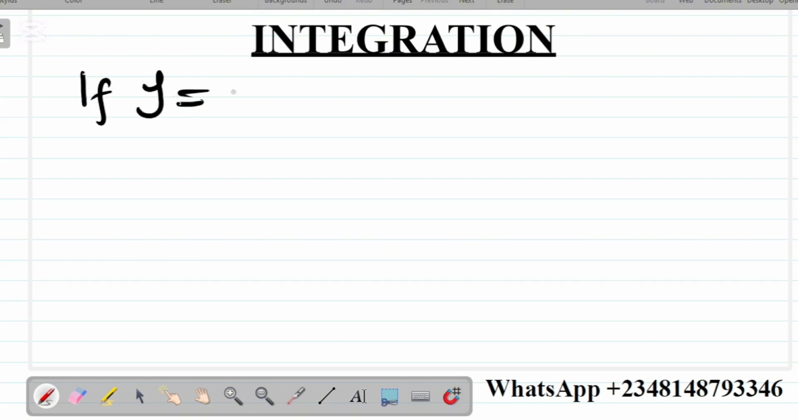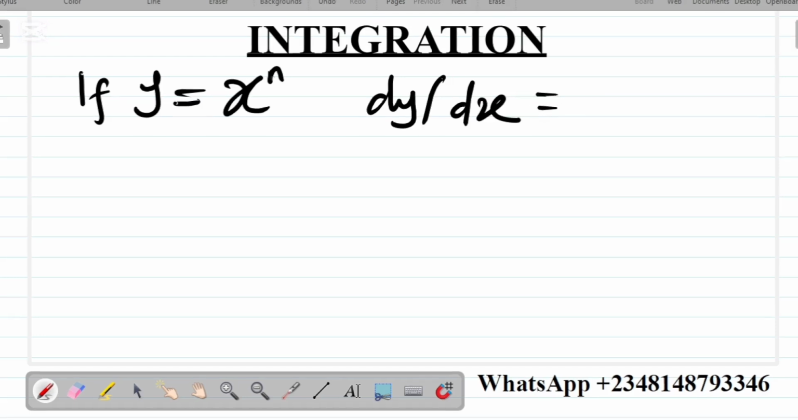If y equals x raised to power n, from the concept of differentiation, if you differentiate y with respect to x, which is dy all over dx, you would have x multiplied by the power, which is n, and then the power becomes n minus 1. This is from the concept of differentiation. Now let's do a reverse by integrating the result in order to get back y.